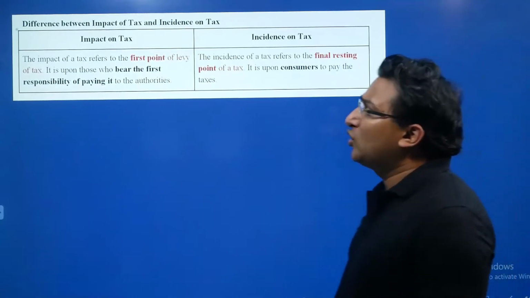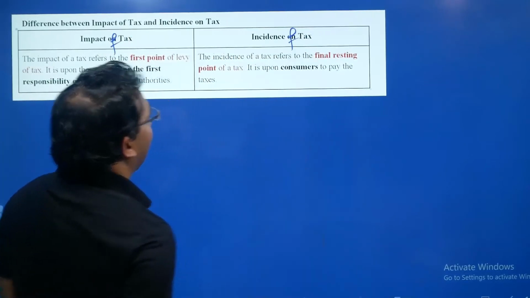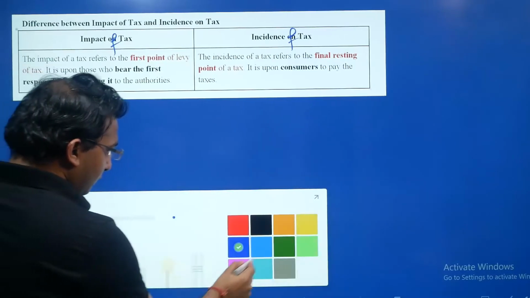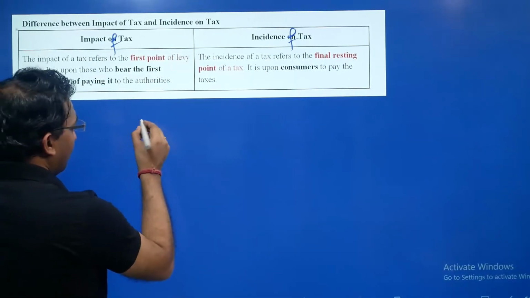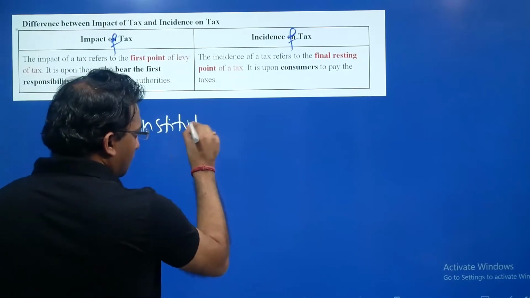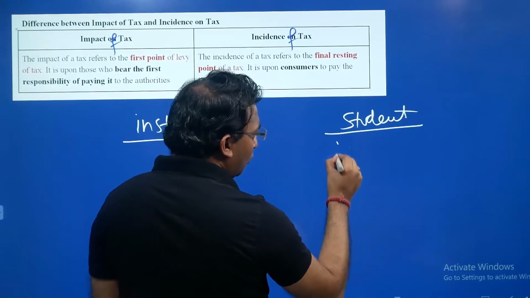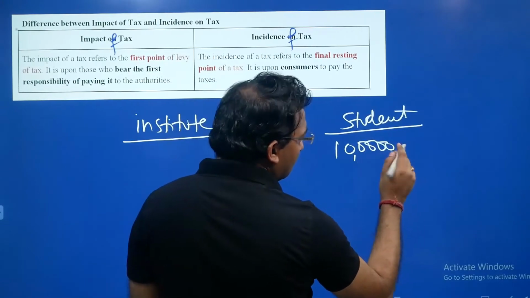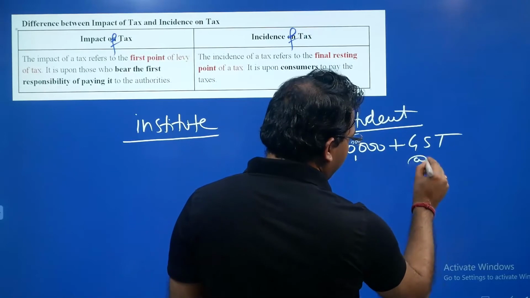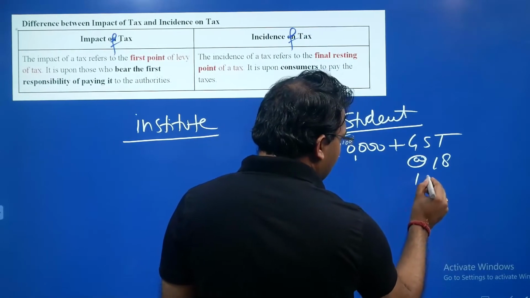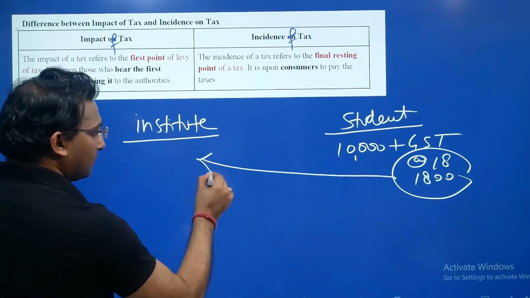Now there are two concepts. One is the impact of tax and another is the incidence of tax. So this is impact of tax and this is incidence of tax. So we take fees from you, right? We are an institute and you are a student. So we take the fees from you, for example 10,000 rupees plus GST at the rate of 18%. So GST comes to 1800. So we take this GST from you, right?